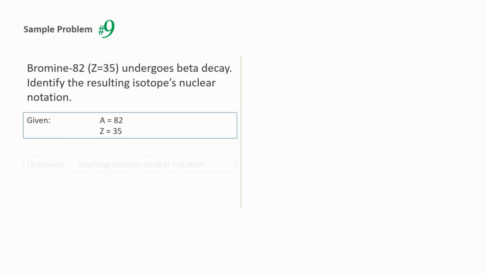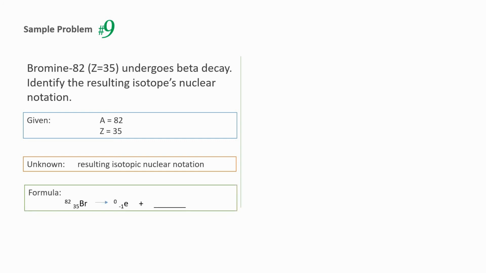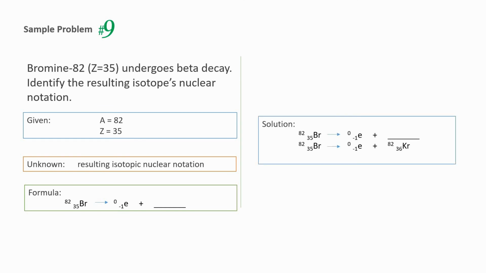Next is sample problem number 9. We have the following mass and number, and then we have the following unknowns and the sentence. So yeah, bromine is 82 and 35, so through beta decay, it will become krypton, which has an atomic number of 36.